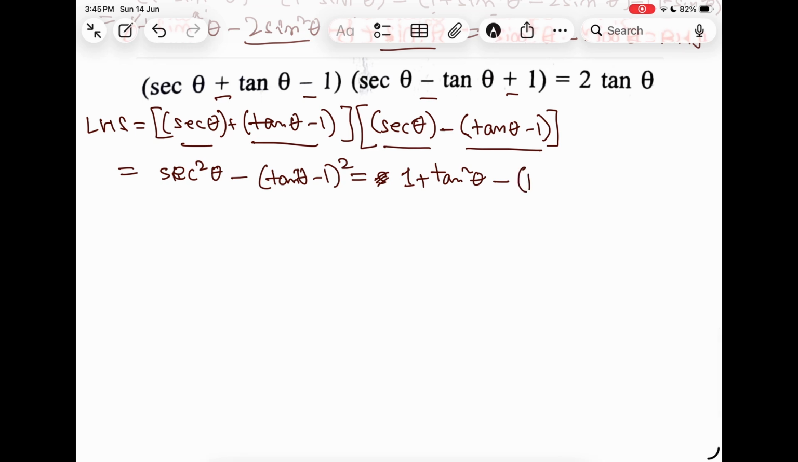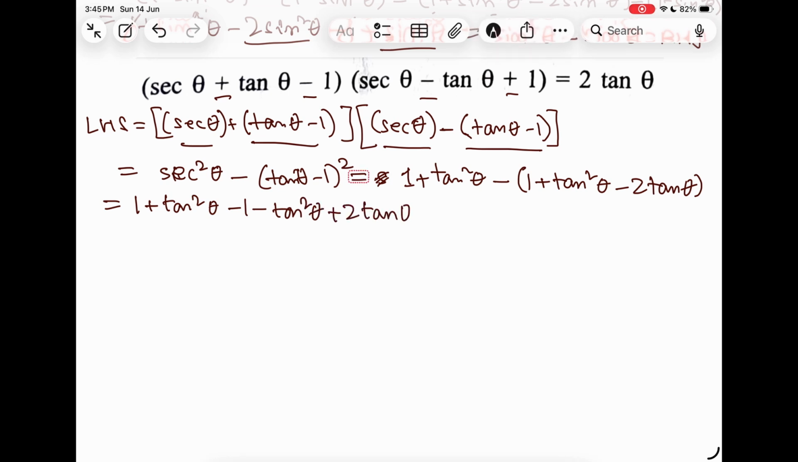Hence, this tan theta minus 1 whole square can be further simplified as 1 plus tan square theta minus 2 tan theta, a minus b whole square, standard formula. 1 plus tan square theta remains as it is, and the other term can be taken out of the bracket. Plus becomes minus, minus becomes plus, as you all know, and this 1 minus 1, tan square theta minus tan square theta gets cancelled out. We get only 2 tan theta remaining, that is equal to RHS, hence proved.